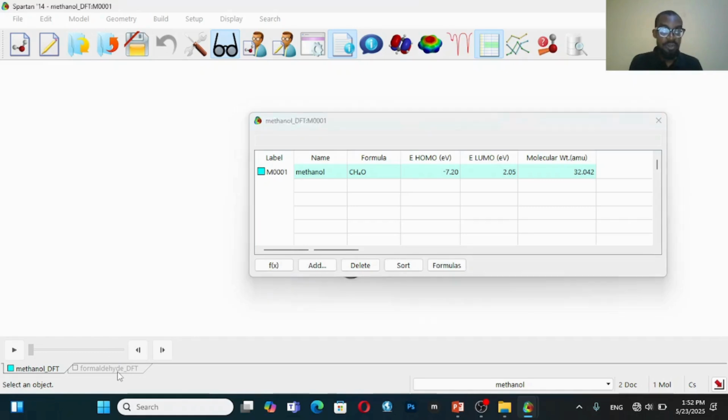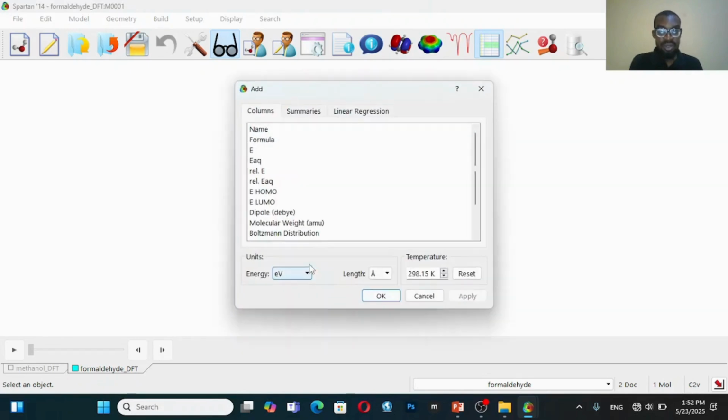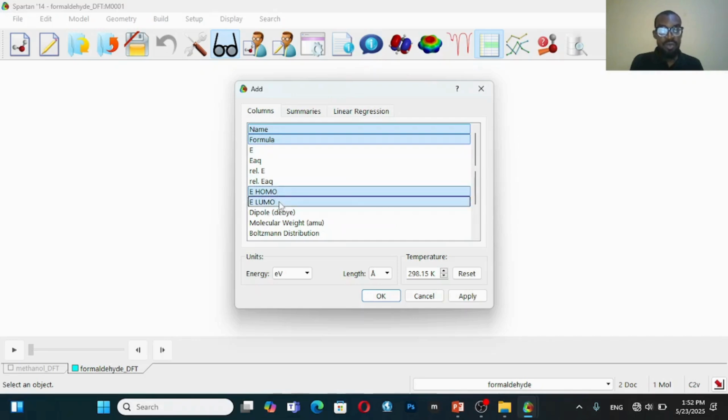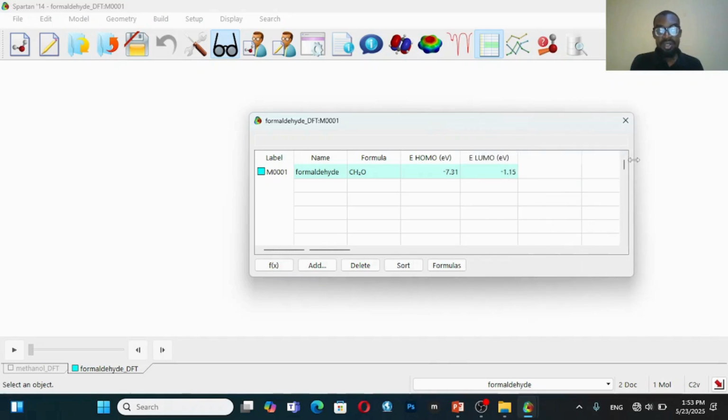Now we'll also do the same for formaldehyde. So click on this, go to add, name, formula. Okay, we did not add energy for the other one. E-homo, E-lumo, and then we can simply apply. Now you can see this, good. So we also have the name, the formula, the energy of the highest occupied molecular orbital, and the energy of the lowest unoccupied orbital.